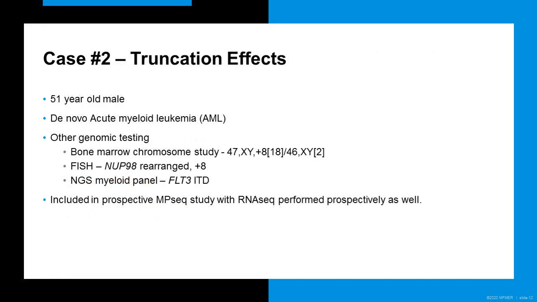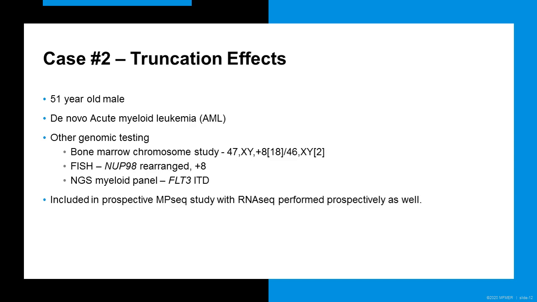Our second case is a heme case with a 51-year-old male diagnosed with de novo AML. Some other genomic testing that was performed on this patient included a chromosome study which observed trisomy 8 in 18 out of 20 cells. Our extensive FISH panel identified a NUP98 rearrangement in addition to trisomy 8.